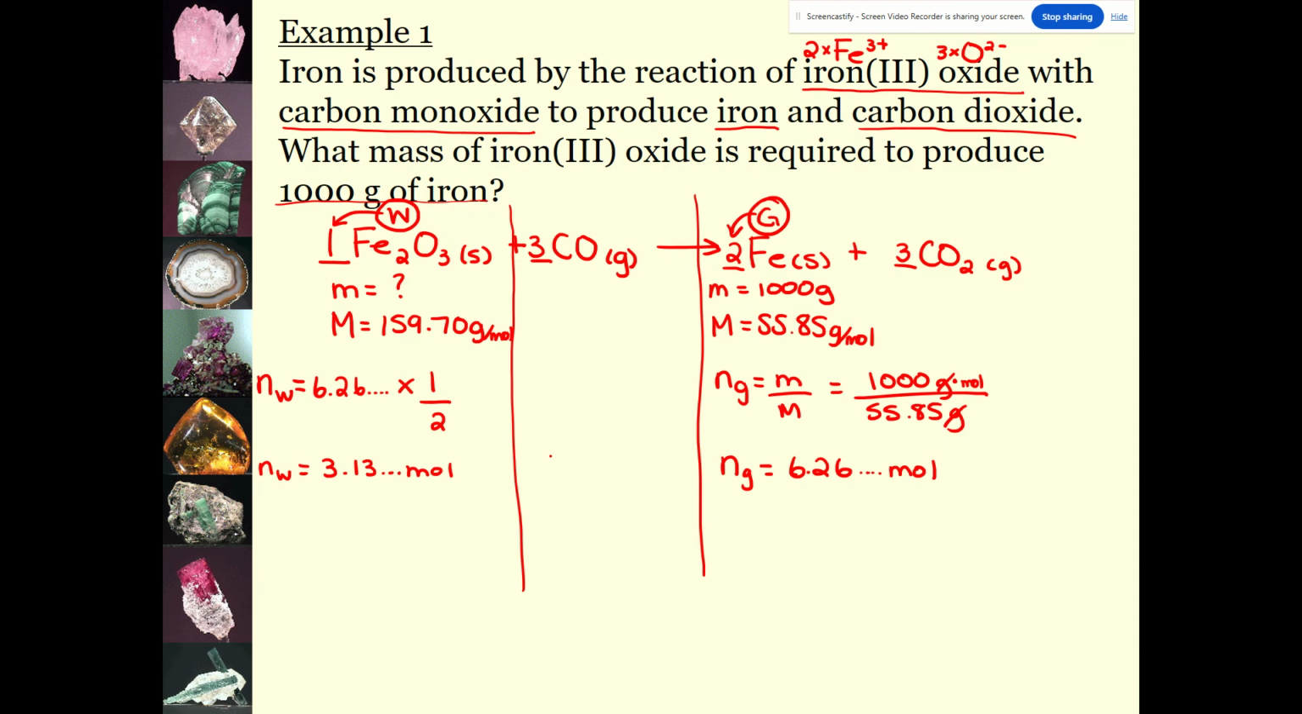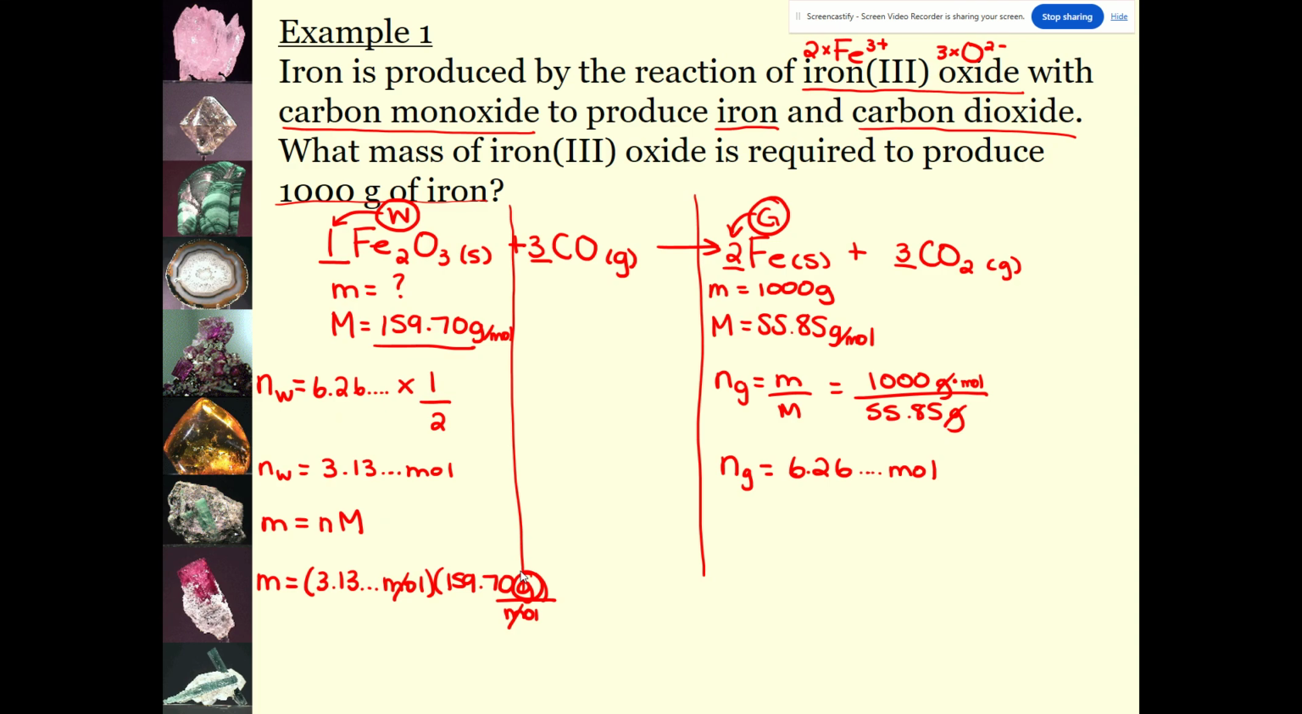Now I can move on to step 4, where I find the mass of my wanted by taking the moles of my wanted that I just found and multiplying by the molar mass of my wanted, which is written up there. Okay, so I take my 3.13, again, unrounded answer. I'm going to multiply it by 159.70 grams per mole. So this mole is technically at the bottom to cancel with that mole, and we'll be left with grams.